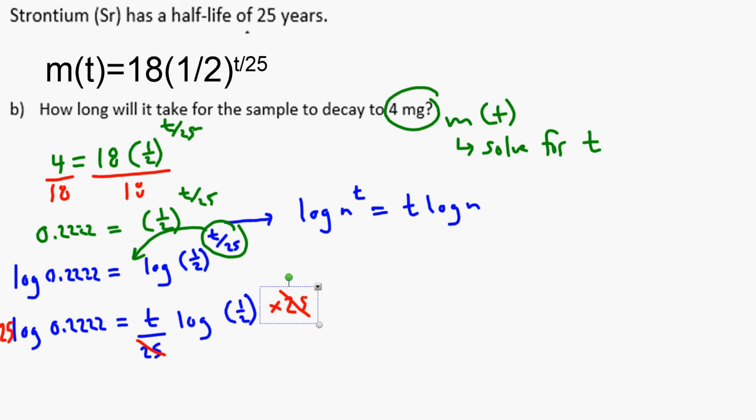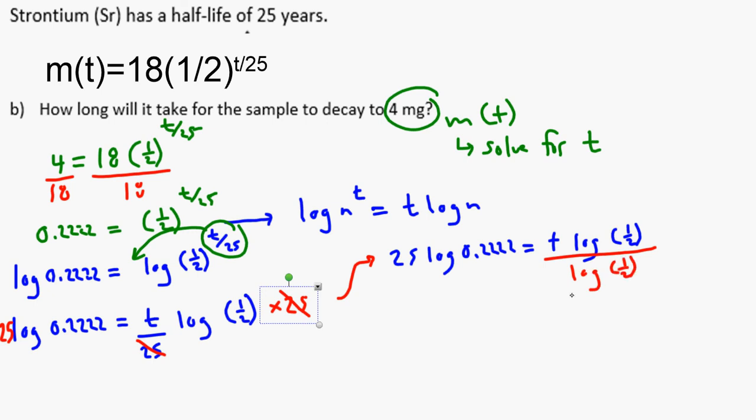So what do I have now? So now I've got this. Oops, I wanted to make this blue. So then I've got 25 log 0.2222 is equal to t log of 1/2. Well, I want to get rid of that log of 1/2. I want the t by itself, so I'm going to divide both sides by log of 1/2.